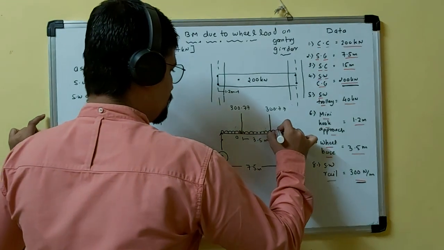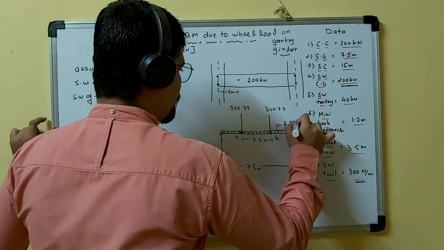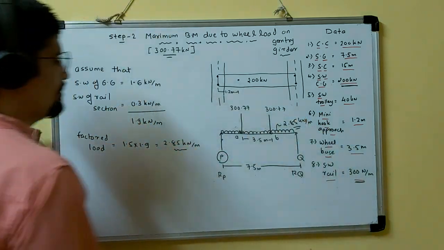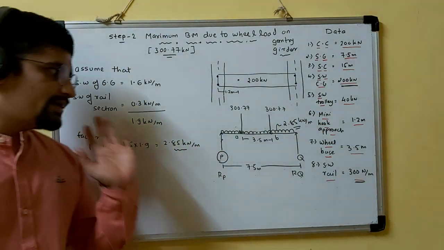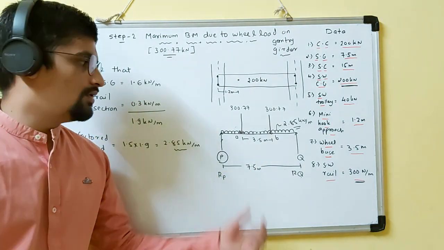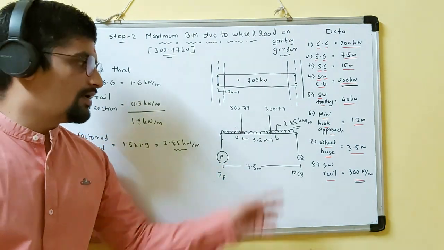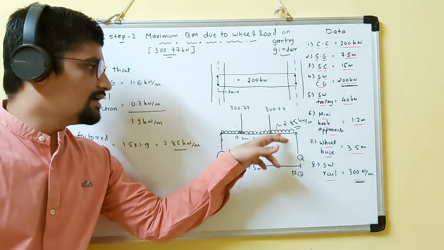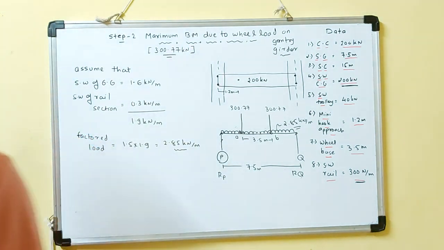So the load will be 2.85 kilonewton per meter. Okay, so this geometry has also been completed. The span of the gantry girder is 7.5, the wheelbase is 3.5, and the loads that occur on the gantry girder are wheel load A and B, and the self weight of the gantry girder.